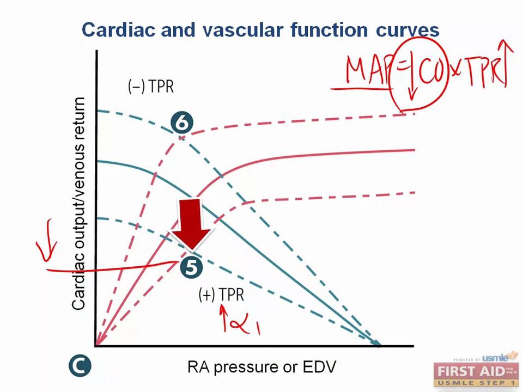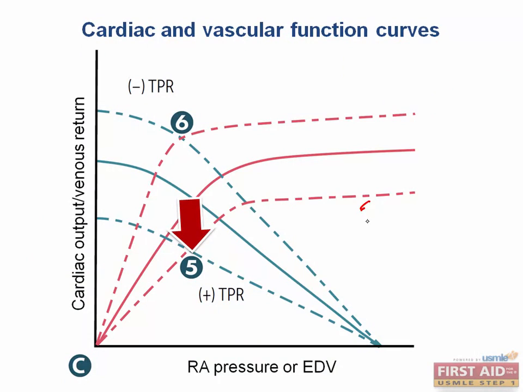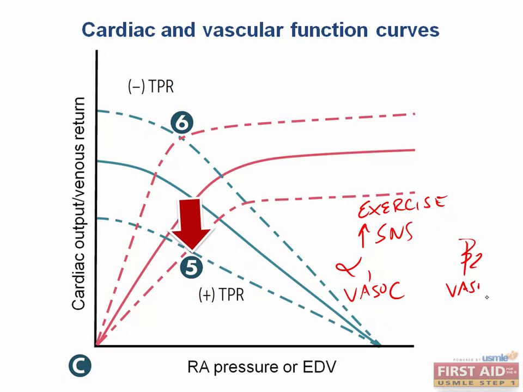Now what about in the situation of exercise or an arteriovenous shunt? So with exercise, we increase our sympathetic nervous system, having an increased alpha-1 and beta-2 stimulatory effect. We know that alpha-1 causes vasoconstriction, while beta-2 causes vasodilation. The thing is that the vasodilation of muscular arterioles is much greater in exercise compared to the vasoconstrictive effect of alpha-1. So we get a net vasodilatory effect in exercise.